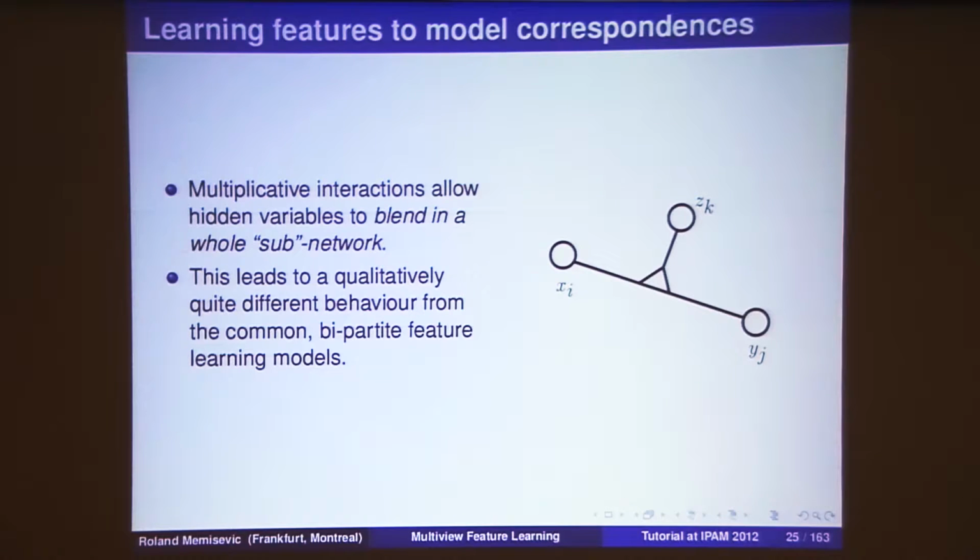Another view of these units is that a single one of these units, by having the capability of turning on and off other connections in the model, can blend in a whole subnetwork at once. So if this hidden unit is on and it's connected to a lot of other pairs of units, then as soon as this is on, the whole subnetwork is going to be in. And if this is off, then the whole subnetwork disappears again. So this can lead to a very, very different behavior of those models. And as it turns out, this is the basis of establishing correspondences.